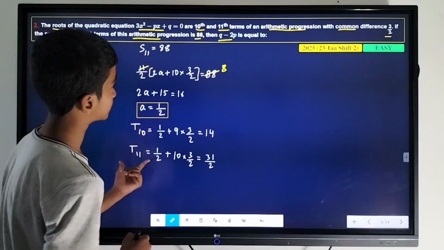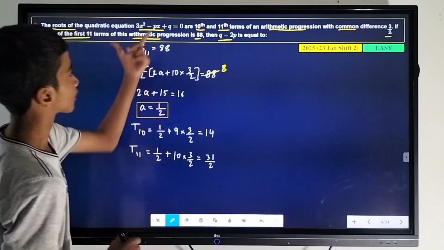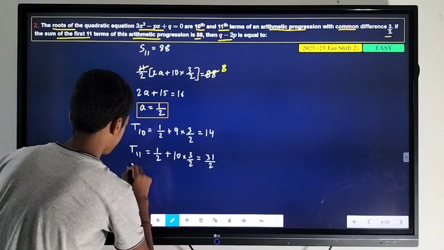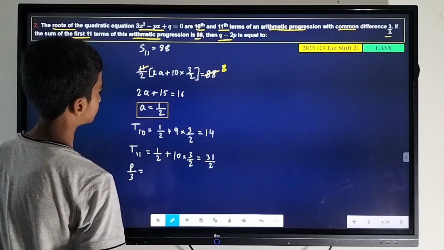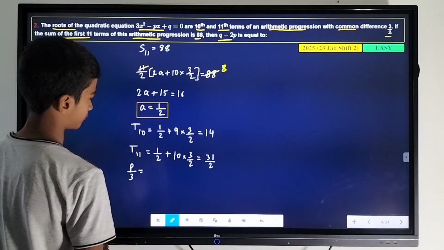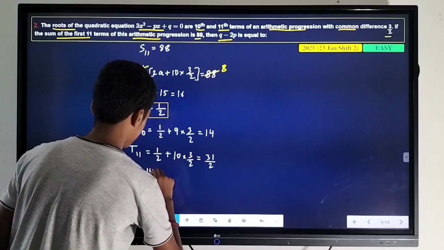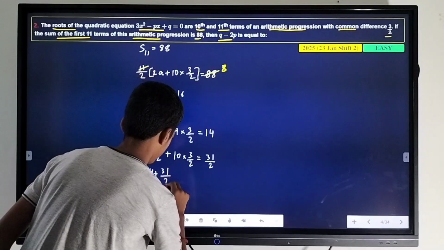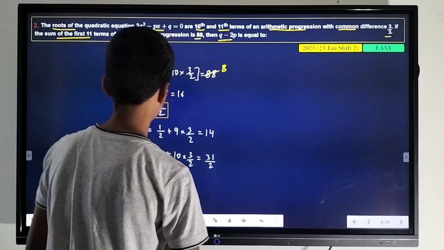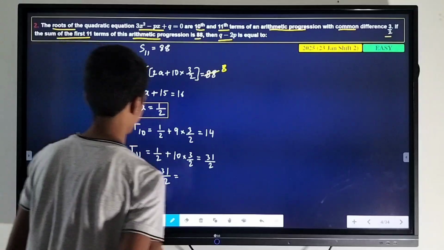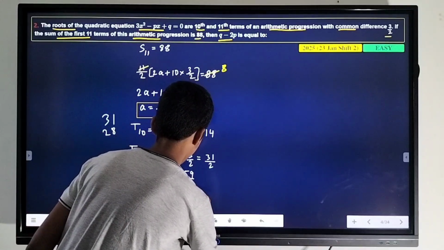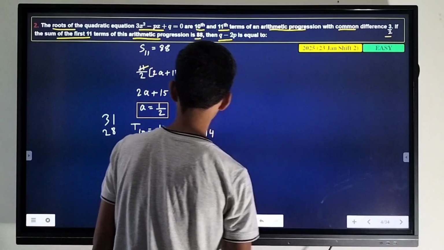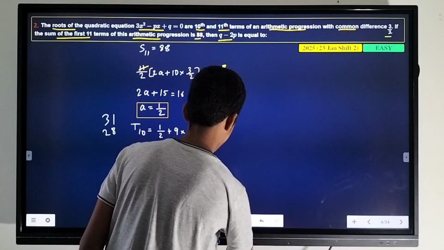Here we have the 10th term and the 11th term, and these two are roots of the quadratic equation. So our sum of roots, p by 3, is equal to 14 plus 31 by 2. So from here we will get 31 plus 28, 59 by 2. So our P is equal to 177 upon 2.